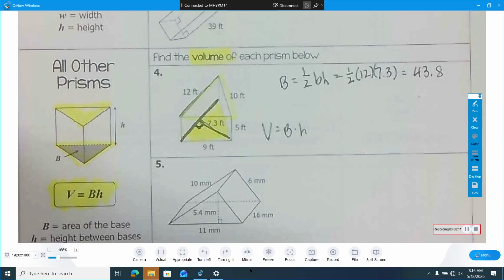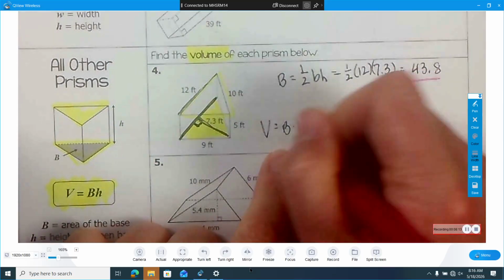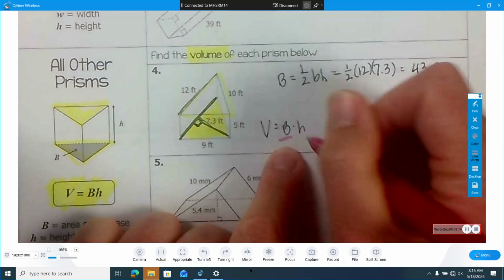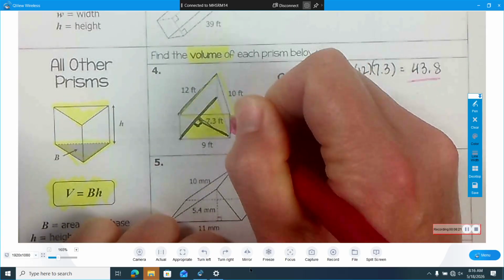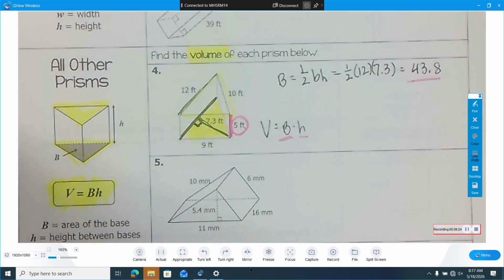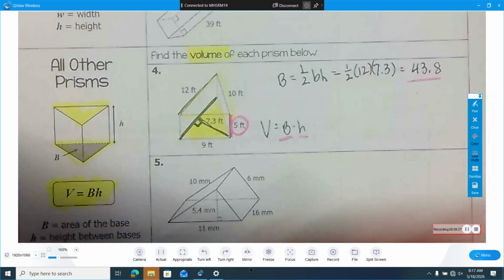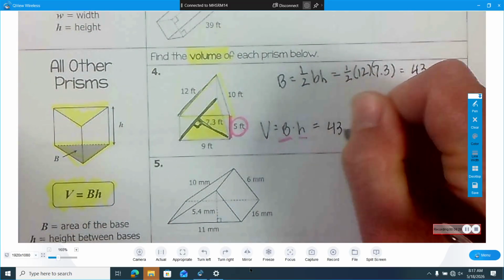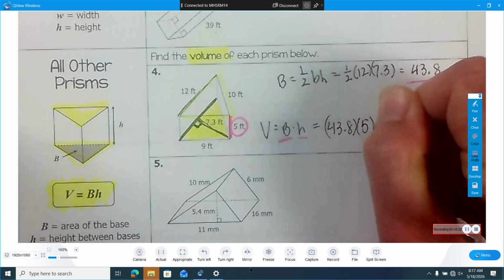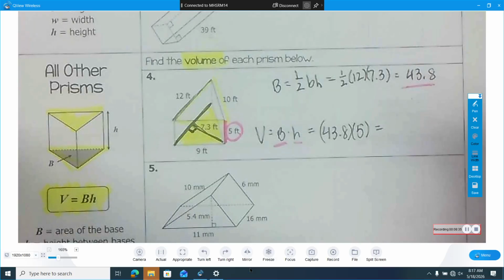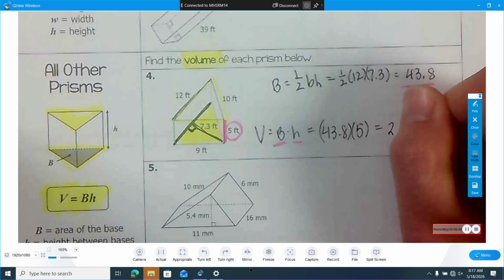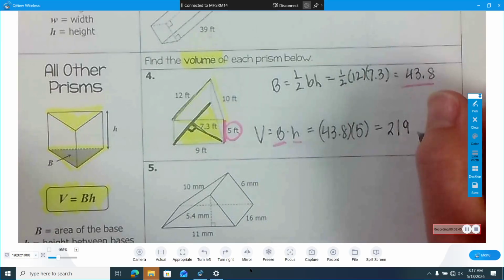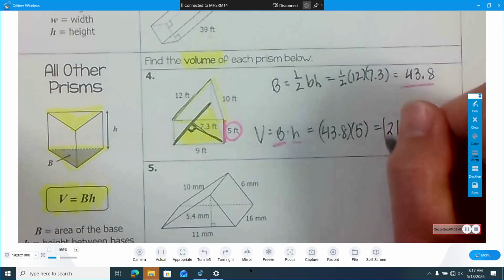And then, now that I know that that base is 43.8, the big base there, what's the height? 5. The height between those triangle bases is 5. All right. So we have 43.8 for the big base times the height of 5. And what does that give us? 219 feet cubed.